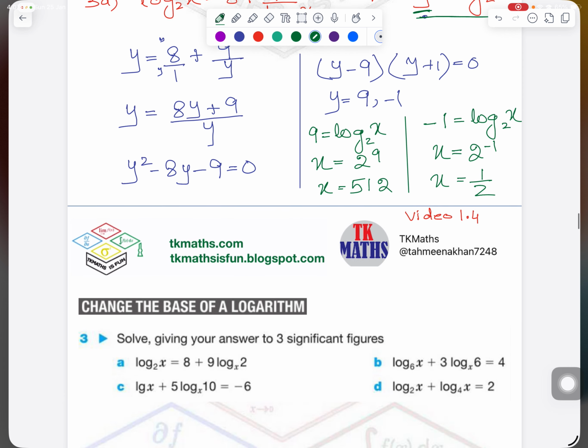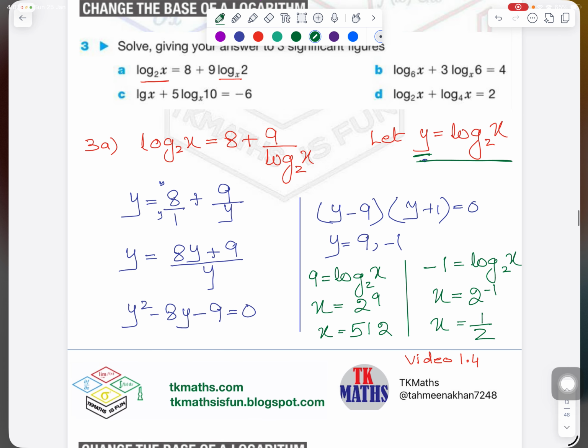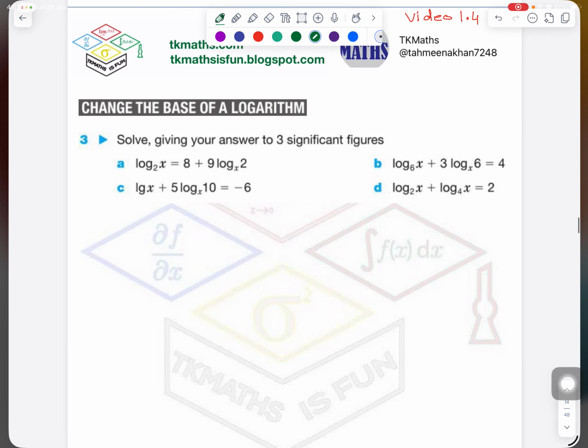So now I will solve part B. See here, I'm solving here. In part B, again if I notice, the base is 6 here and here it is x, and we have to find the value of x. So I will apply the change of base rule here. If I flip it, 6 comes here, x comes here, then I will have the same base.